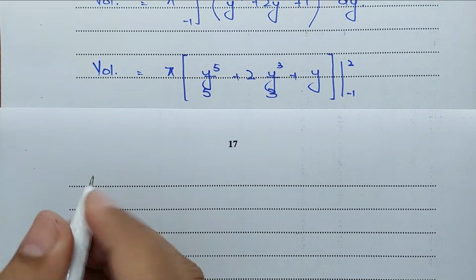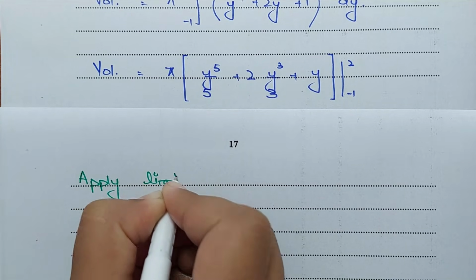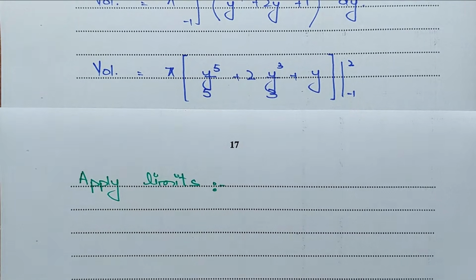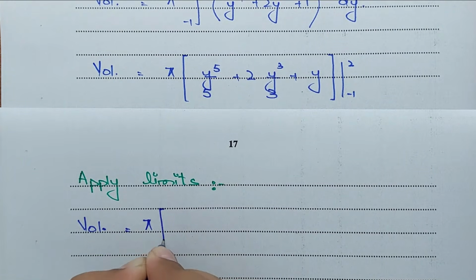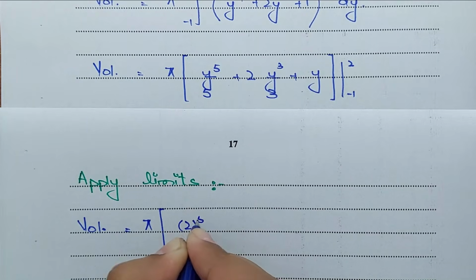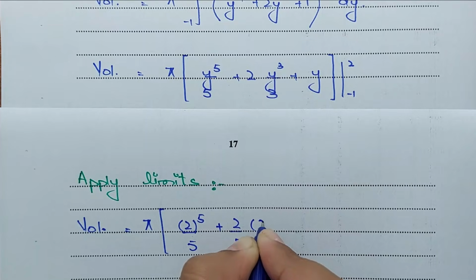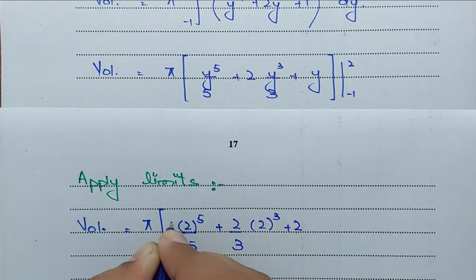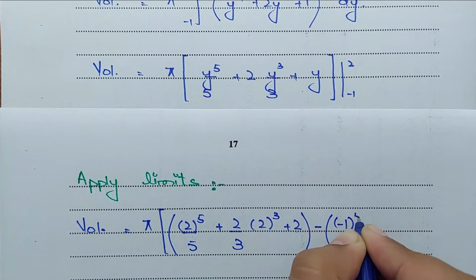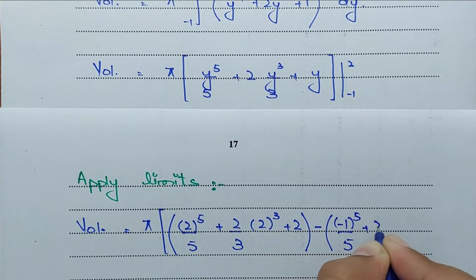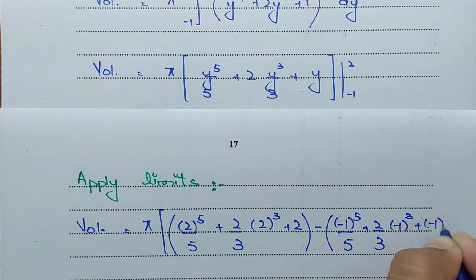Let me apply the limits. The upper limit is 2 and the lower limit is -1. So the volume becomes, we have pi outside, the upper limit is 2: 2 to the power 5 over 5 plus 2 by 3 into 2 to the power 3 plus 2. This is your upper limit. Subtract the lower limit, which is -1: -1 to the power 5 over 5 plus 2 by 3 into (-1) cube plus (-1).